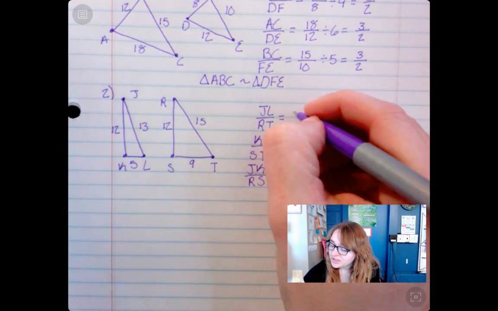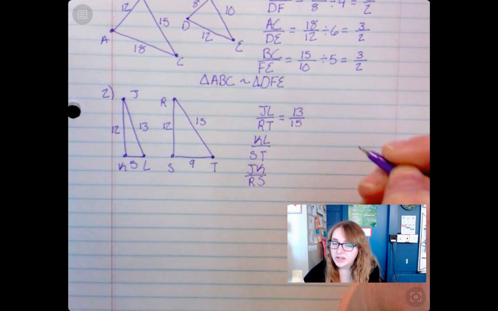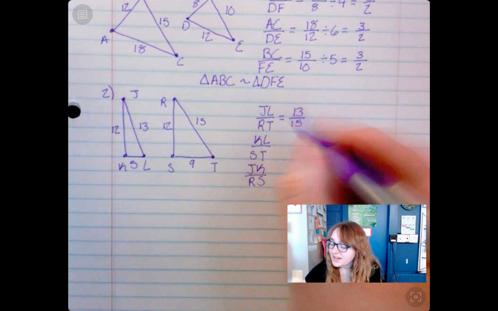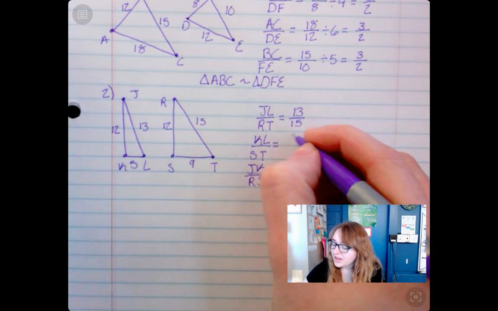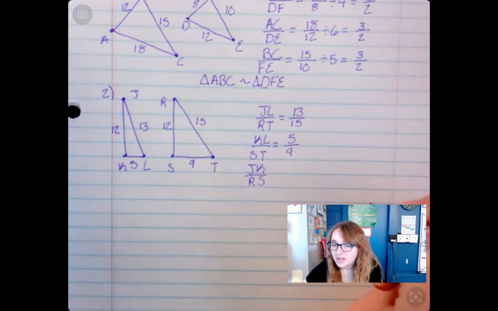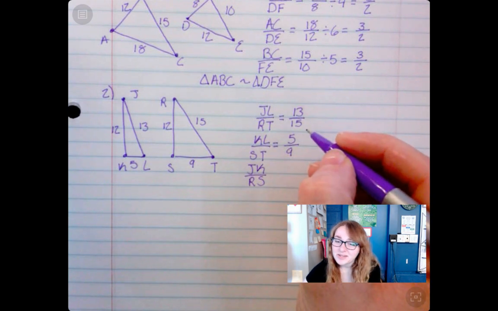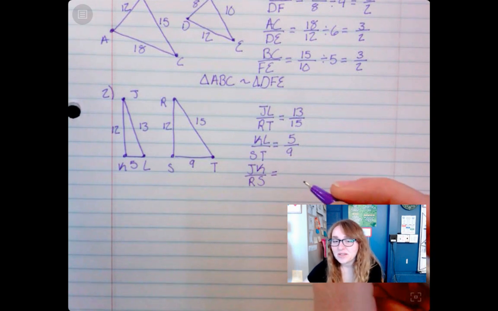JL is 13 units and RT is 15 units. Since we cannot reduce that any further, that is our scale factor here. For KL, that is 5 units, and ST is 9 units. We can't reduce that fraction either. And since these two already don't match, we know that these triangles are not going to be similar. But just for continuity's sake, let's go ahead and do that last one.